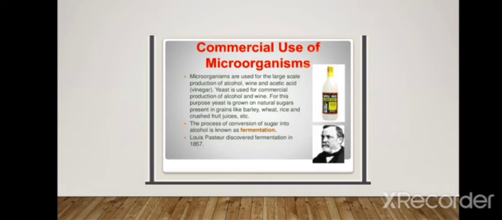Microorganisms are used for the production of alcohol, wine, and acetic acid. For this purpose, yeast is grown on natural sugars present in barley, wheat, rice, and fruit juices. The process of conversion of sugar into alcohol is known as fermentation. The process of fermentation was discovered by the scientist Louis Pasteur in 1857.